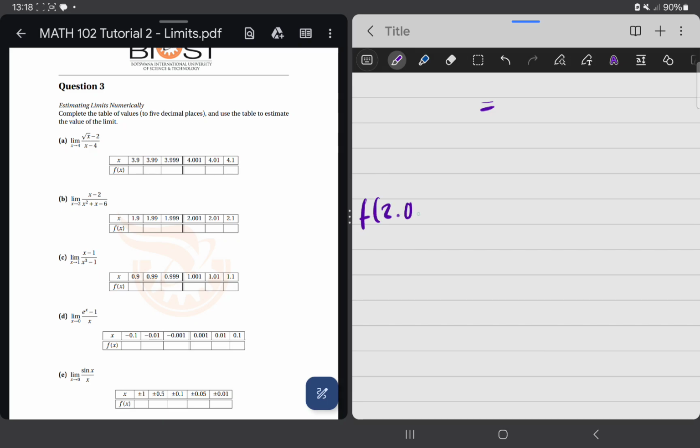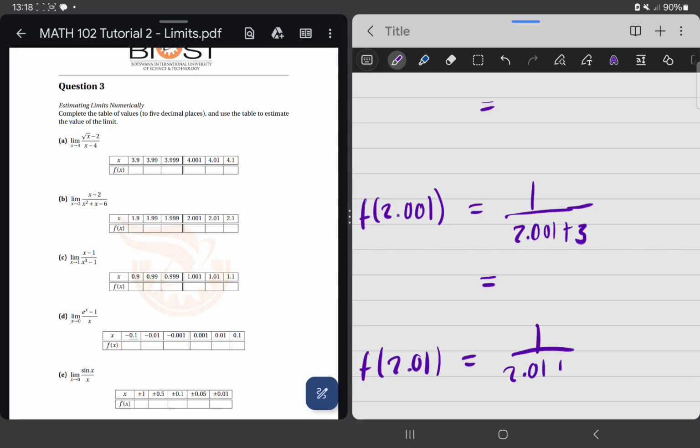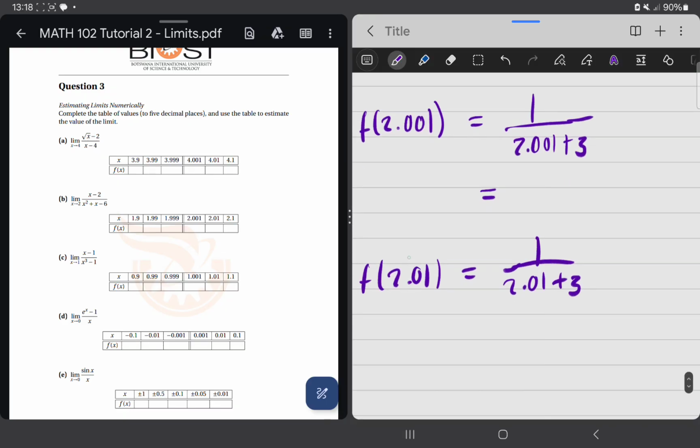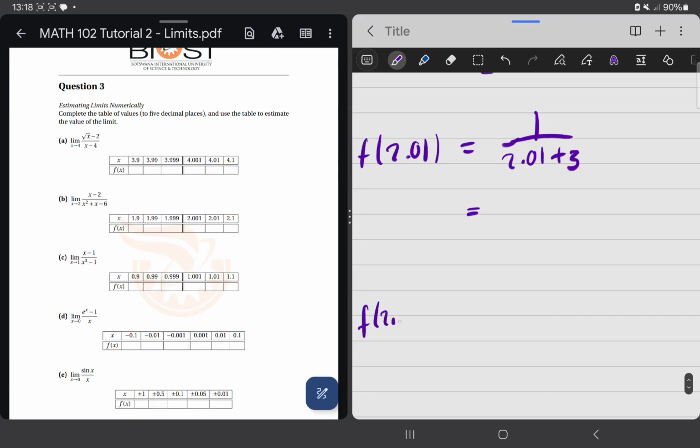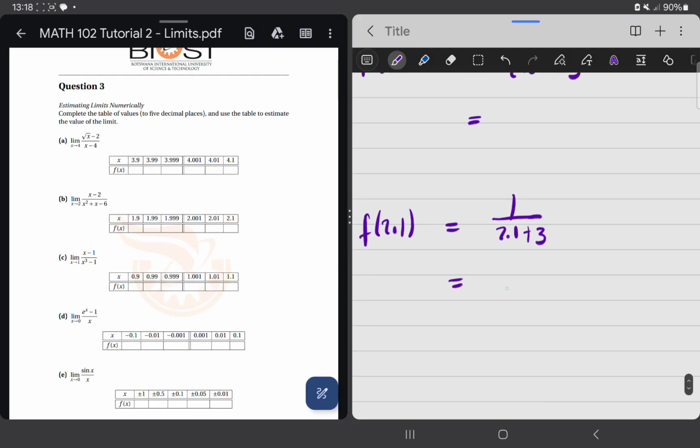f of 2.001. This is going to be 1 over 2.001 plus 3. There we go. I'll get a solution. Then I'll say f of 2.01. This is going to be 1 over 2.01 plus 3. Because where there is x is where I'm putting this. Then I'm going to get a solution. And for the last one, it's f of 2.1. This is going to be 1 over 2.1 plus 3. And I'll get a solution here.